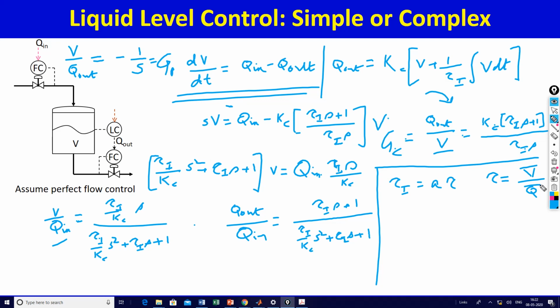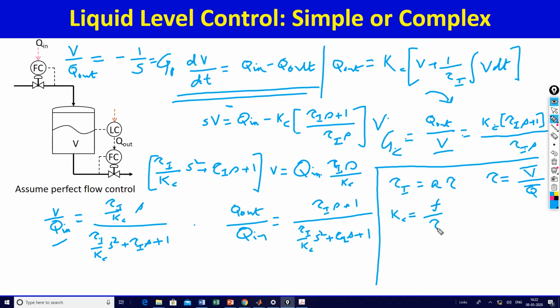It can also be shown that Kc can be put as some factor F divided by tau. You can see from here Kc has Q out in meter cube per second, V in meter cube, so Kc has units of 1 by second, so it's time inverse. And so this sort of makes sense.